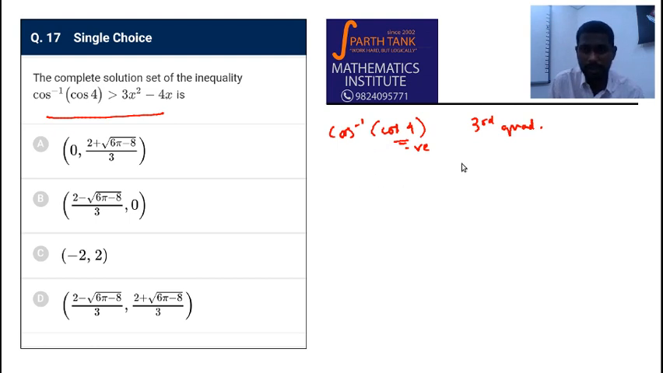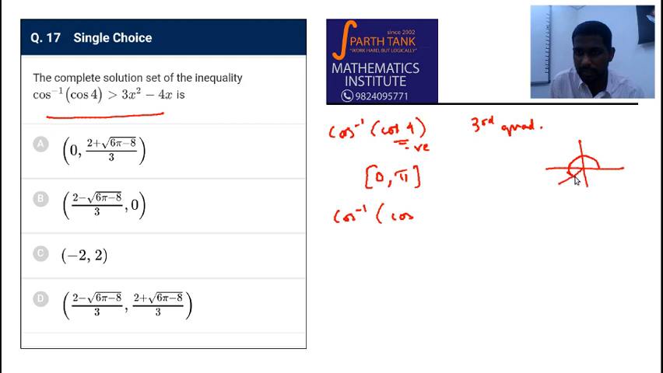Because cos inverse of x's range is 0 to pi, and 0 to pi by 2 it is positive, pi by 2 to pi is negative. So I need an obtuse angle here. So I rewrite this as cos inverse of cos, to make it clear, 4 will be something like this. This will be the value of 4, a third quadrant angle. So I take this obtuse angle, that is 2 pi minus 4, as the principal argument. So this becomes 2 pi minus 4, right?